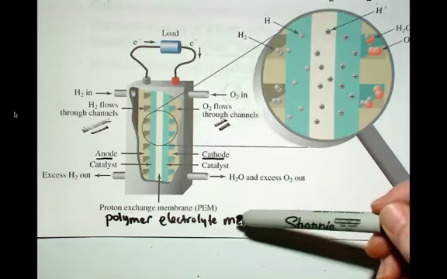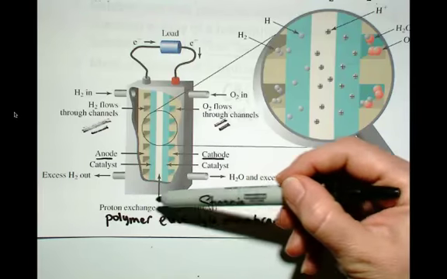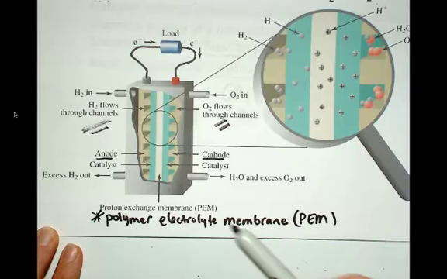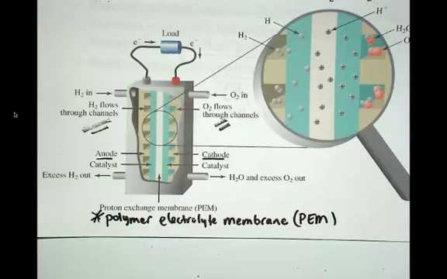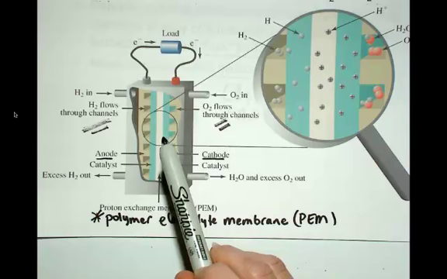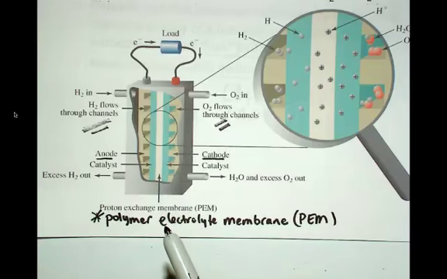The polymer electrolyte membrane is a place for proton exchange to occur, and a polymer is a more modern type of membrane used in these fuel cells. But you'll see the words electrolyte and proton exchange. That's telling you that this is the place analogous to the salt bridge in the galvanic cells that we've been looking at before.